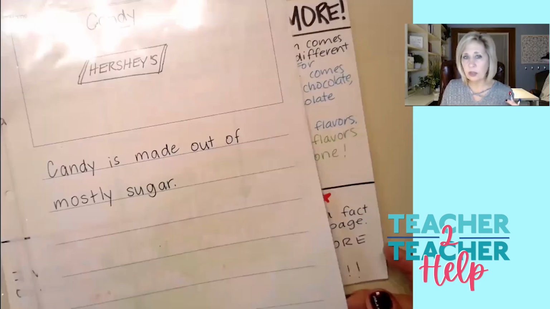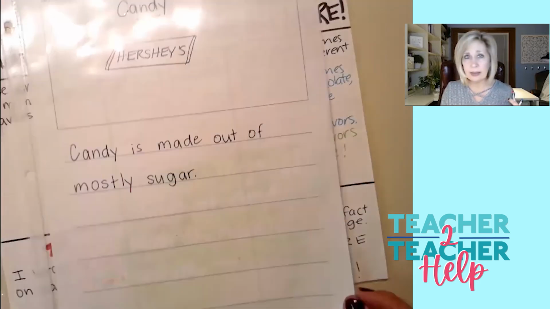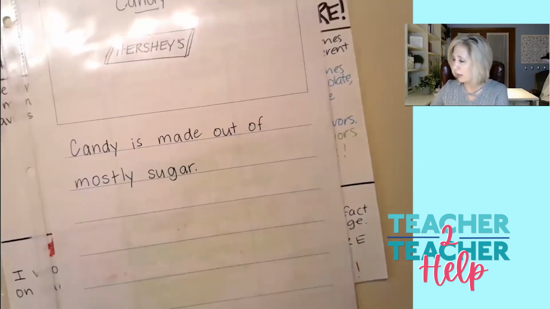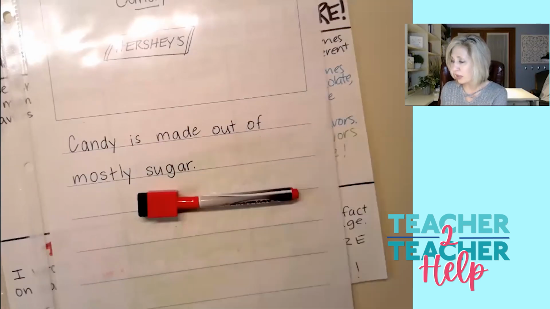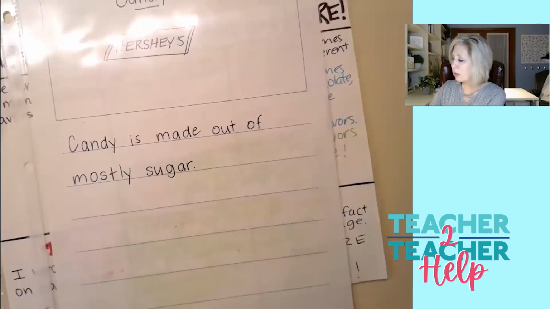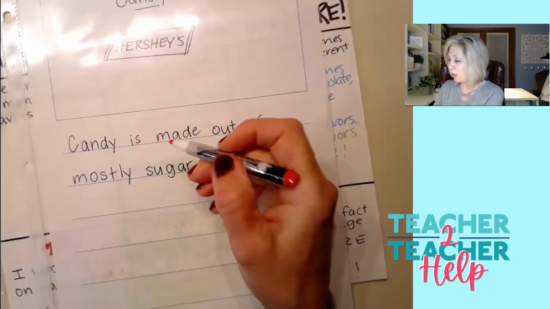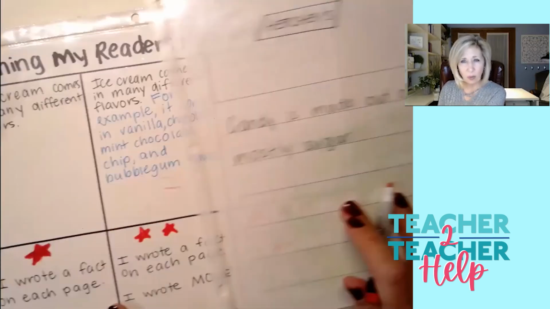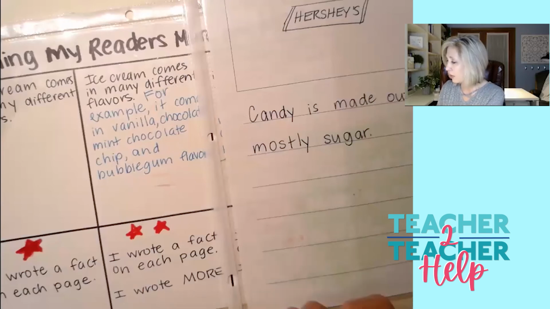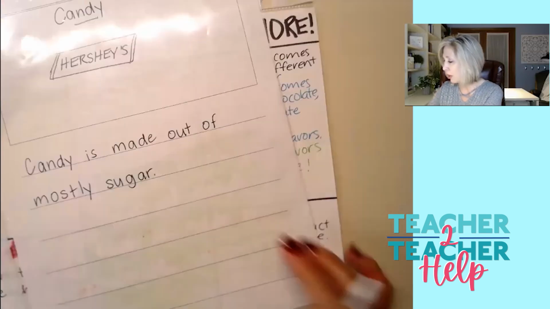And you can see this one has been written on many times here. I put this inside a page protector, and then I use these dry erase markers so that I can write on it and then erase it and use it again and again. So candy is made out of mostly sugar. I wrote a fact there. Well, can I push myself to power up my writing and say one more thing? Candy is made out of mostly sugar.